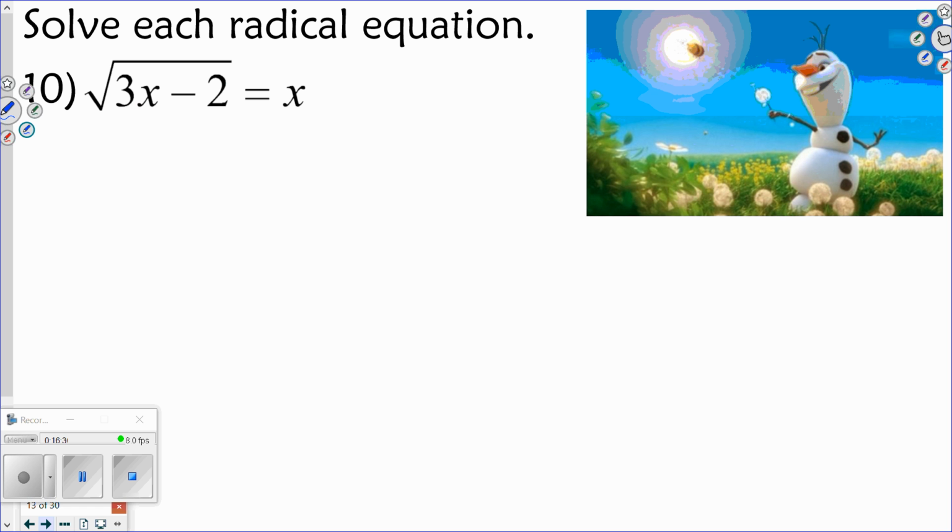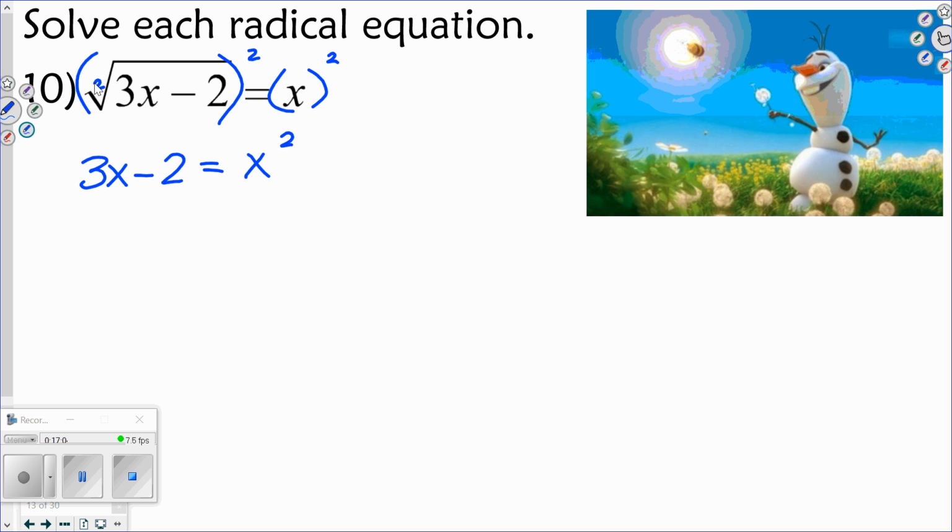So number 10, why is this one different that I would stop here? Put a variable on the other side. I've not had that before. Okay, same rules though, same process. Is your radical by itself? Okay, so then what's my index? So how do I get rid of it? You square it. So that radical is going to cancel out, and I have 3x minus 2 equals x squared.